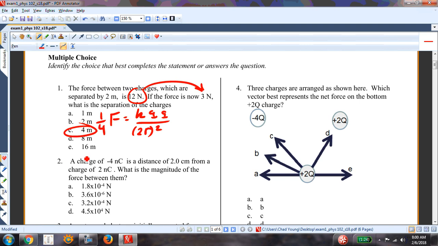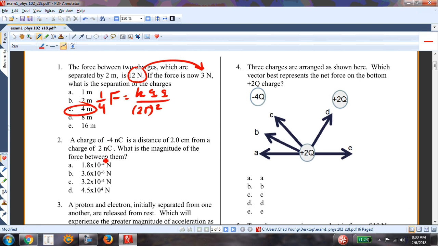Charge, certain distance from another charge, what's the magnitude of the force? Well, just like we were doing before. So F is equal to KQQ over r squared. That's 9 times 10 to the 9th, that's Coulomb's constant. Q is 4 times 10 to the minus 9 coulombs. Notice I leave the sign off.